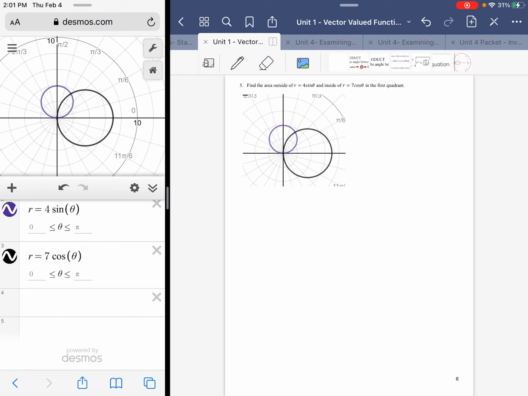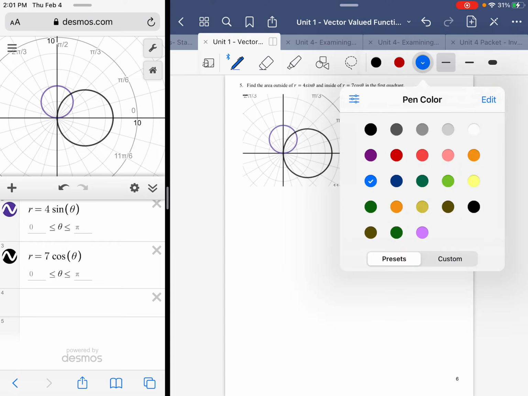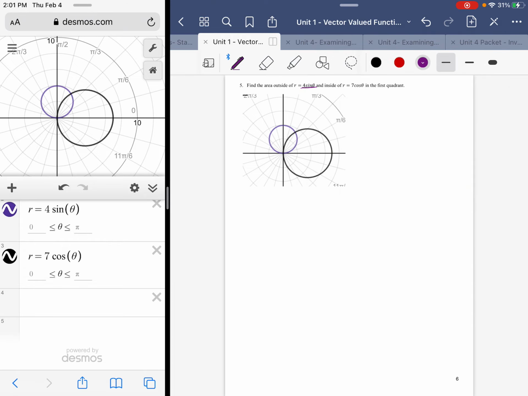All right, so we know the purple one is the 4 sine theta. And at this point, that's more experience than anything else. And the black one is 7 cosine theta. So if we're going to figure out the part of the graph that is outside of the purple but inside of the black, in the first quadrant, then one thing we're going to need to do most likely is find an integral, right?